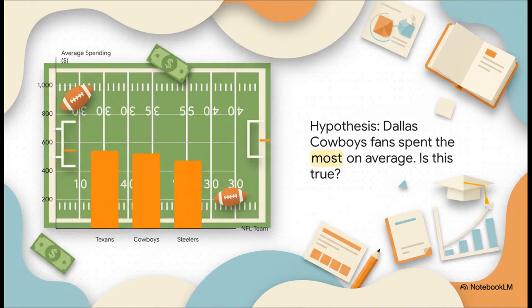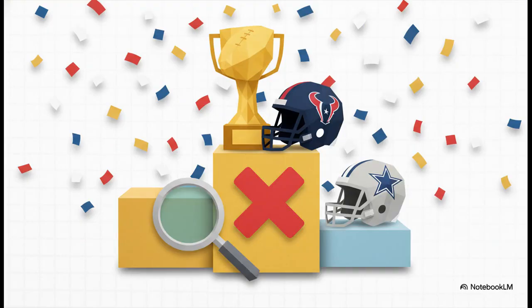So let's circle back to that hypothesis from question 6 in your lesson. Remember, the claim was Dallas Cowboys fans spent more on average. Well, looking at this chart, which lays out our hard data, is that statement true? And nope, not even close. The data clearly shows that the hypothesis was not confirmed. The Houston Texans fans actually spent the most on average. See? This is exactly why we do the math. It lets us swap out our guesses for actual proven facts.